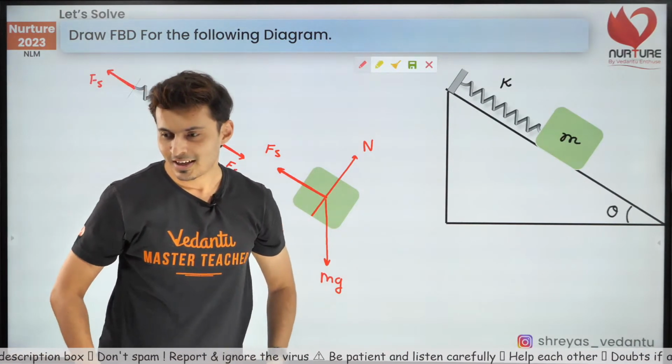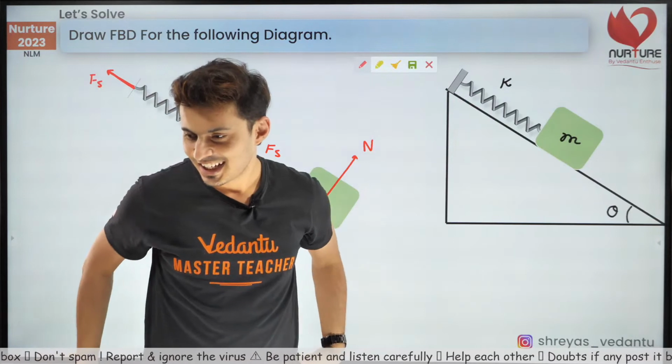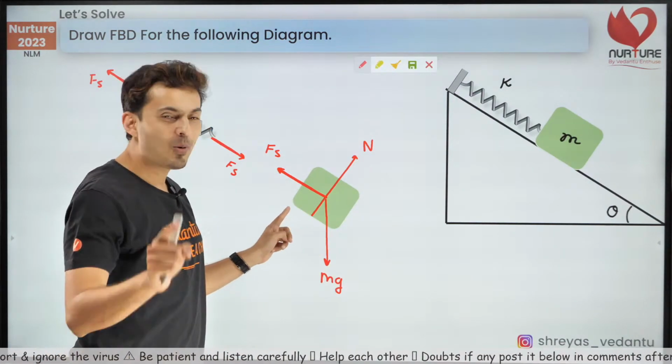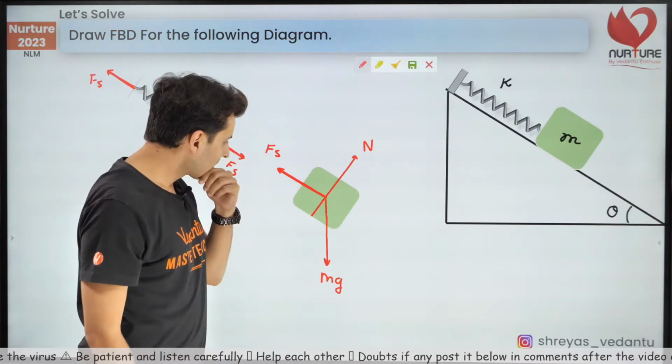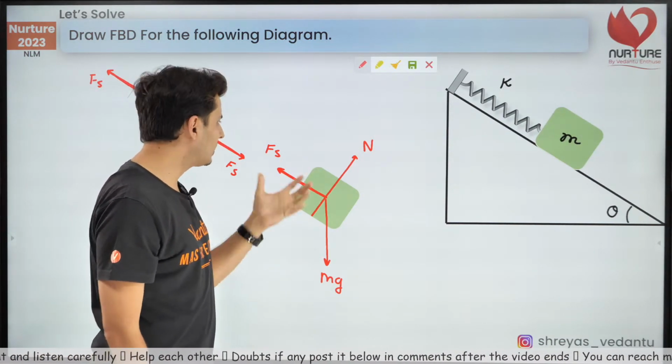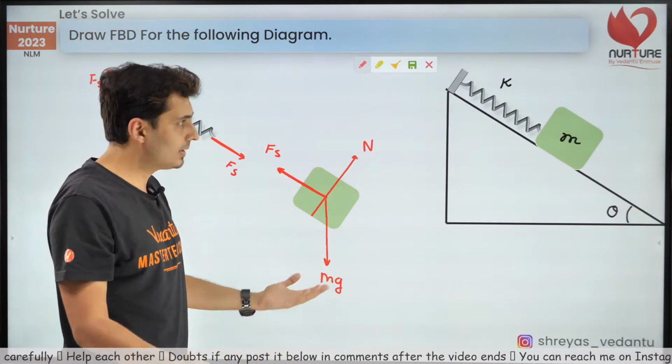Great. Now, okay, thank you. Okay, now what we need to do is this. I don't know who is what. What is the value of normal? What is the value of spring force? I don't know. Let's figure this out.